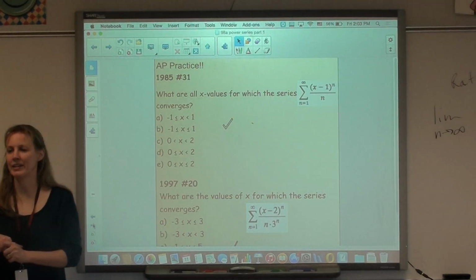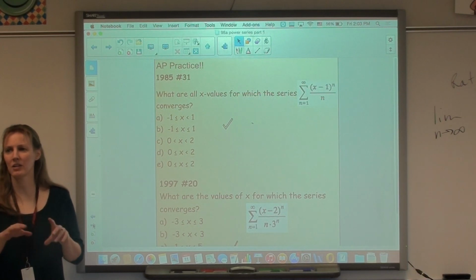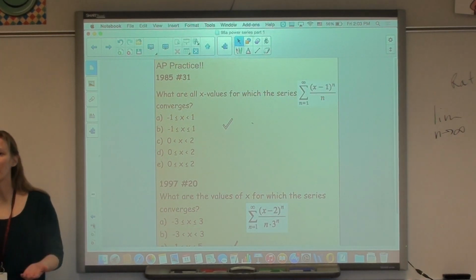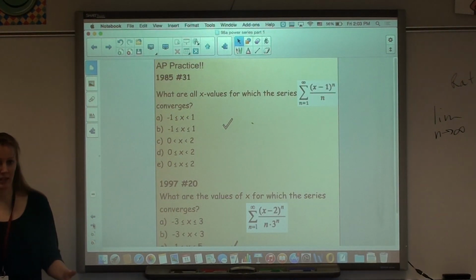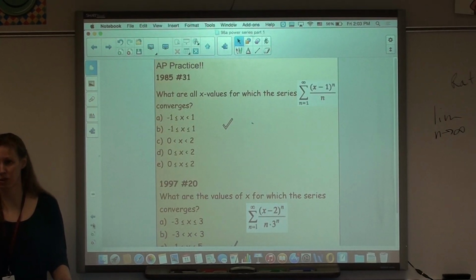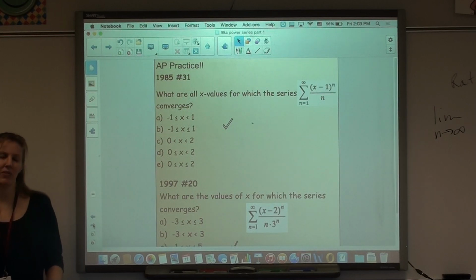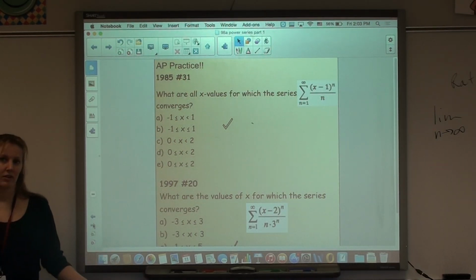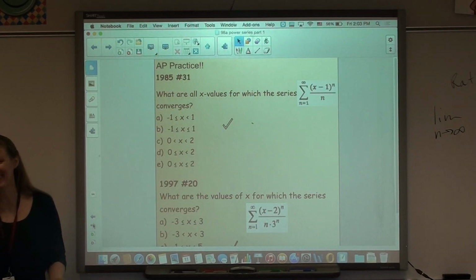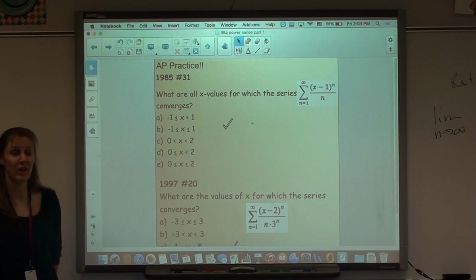You can go online and just type in AP Calculus multiple choice, and a PDF will pop up by the College Board that has like 30-some years of multiple choice tests in it. It's not all 30 years; they only publish tests every 5 or 6 years, but it's all the ones that have been published from the 60s-something to the 90s-something. So if you're ever looking for something to do, you can pull up the PDF of all the multiple choice for the AP exams and start doing them just for fun, for practice.